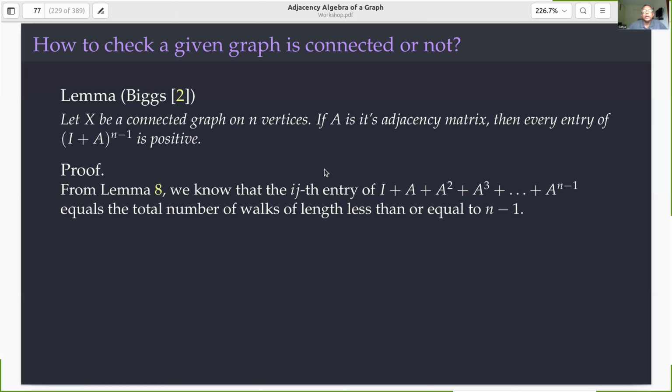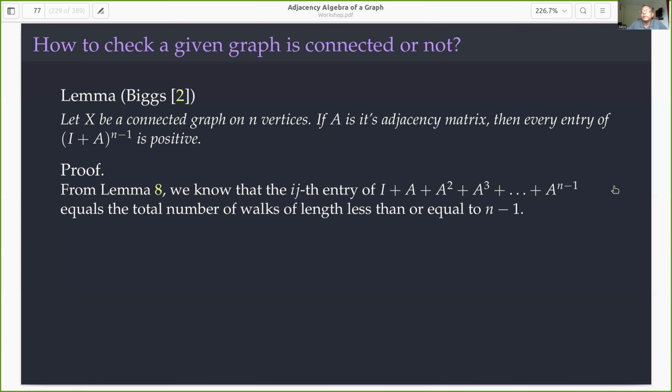Am I clear, or any questions here? Please, yes. You understand that computing A squared up to A to the power n minus 1 may not be tough. So this is one algorithm. I'm not saying this is the only one, and this is only one direction. What about the converse?